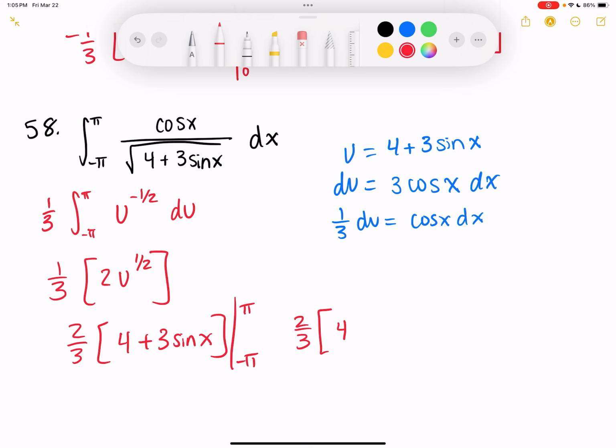Then minus, you don't want to forget that, 4. What's the sine of negative pi? So minus 4. So that is 0 times 2/3 is 0. So all that work for the answer to be 0. Gotta love it.